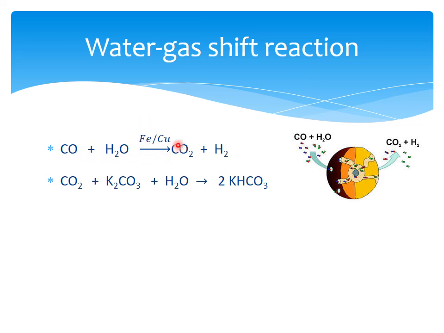Under this condition carbon monoxide is converted into carbon dioxide. So the conversion of carbon monoxide of water gas into carbon dioxide is called the water gas shift equilibrium. The carbon dioxide formed in this process is absorbed in potassium carbonate solution. When it is treated with potassium carbonate solution, it gets converted into potassium bicarbonate.